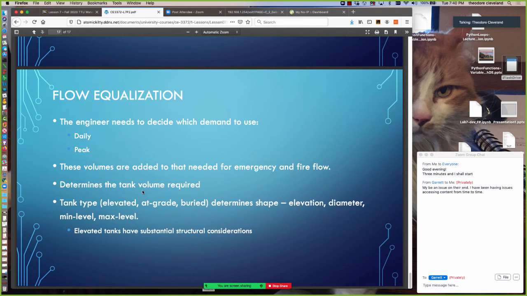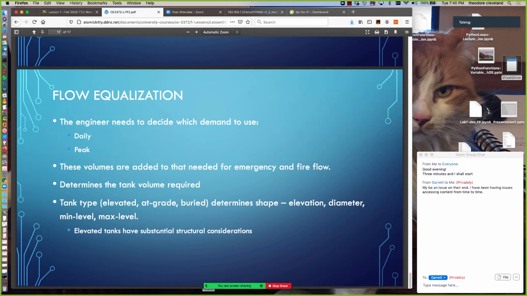Once the tank type is selected and we know the volume, then whether it's elevated, at grade, or buried determines the shape and the elevation and diameter of the tank, the minimum and maximum operating levels.